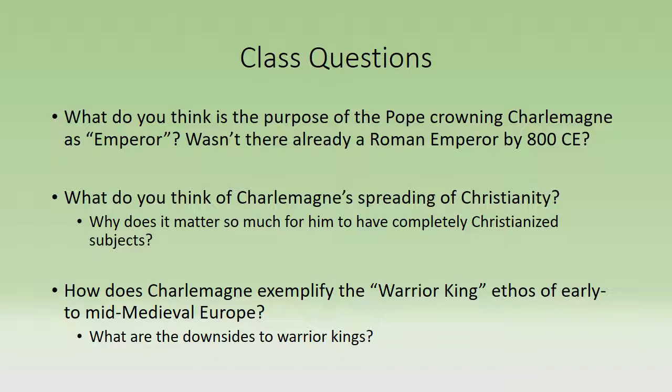What do you think of Charlemagne's spreading of Christianity? Does it matter so much for him to have completely Christianized his subjects? Couldn't he have left some of them pagan, or some of them Arian, or some of them Jewish, or whatever? How does Charlemagne exemplify this idea of a warrior king? What are the downsides to becoming a warrior king? What could possibly go wrong?